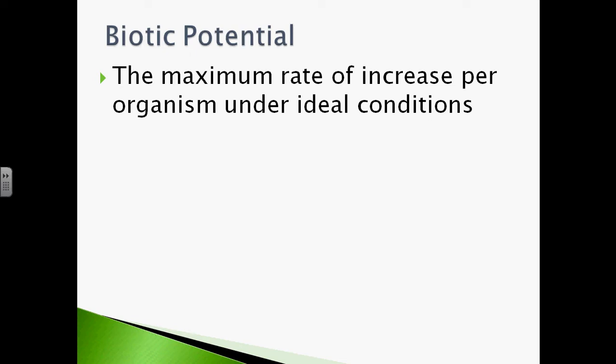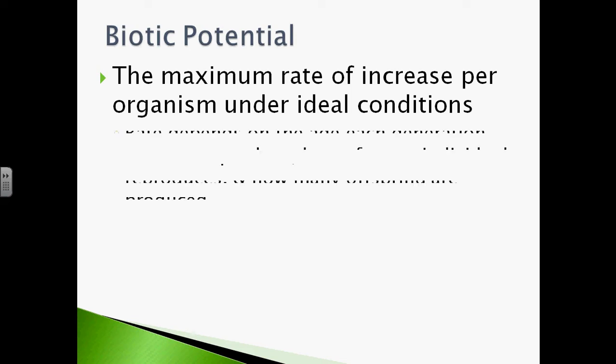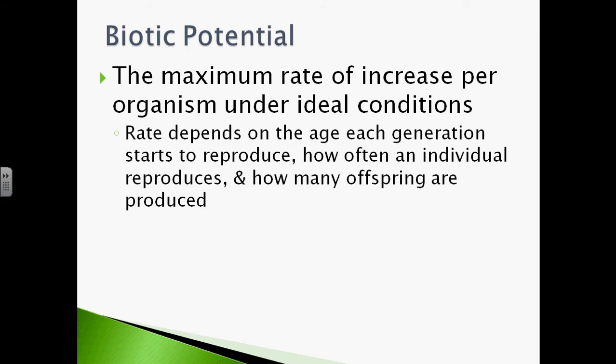For biotic potential, another key term I want you to know, this is the maximum rate of increase per organism under ideal conditions. So this is how fast you'll see actual growth when you have ideal conditions within the population. This rate depends on the age of each generation in which it starts to reproduce. So if you think about dogs versus humans, in a matter of 2 or 3 years, typically 2 years, dogs can start to reproduce. Humans, on the other hand, think about how long it takes for an individual to reach sexual maturity. That might be 13, 14, maybe even years past that.